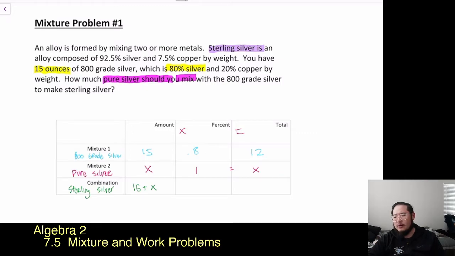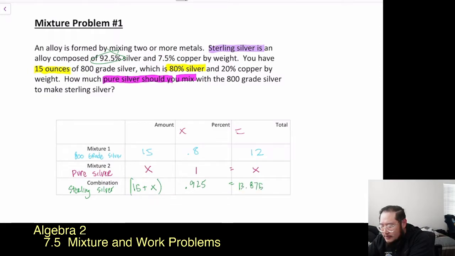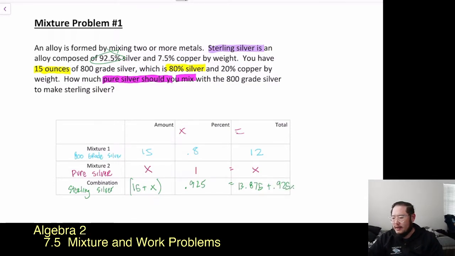The percent. Well, sterling silver is an actual percentage, where the item has a certain percent of silver in there. And that certain percent is 92.5%. So right here, I want to change that to 0.925. And so when I multiply the two together, on this one, you're going to have to do a little bit of distributing. So we got 0.925 times 15. That's going to get us 14.2, or sorry, let's try that again. Looks like that will be 13.875, and then 0.925 times x will be plus 0.925x.